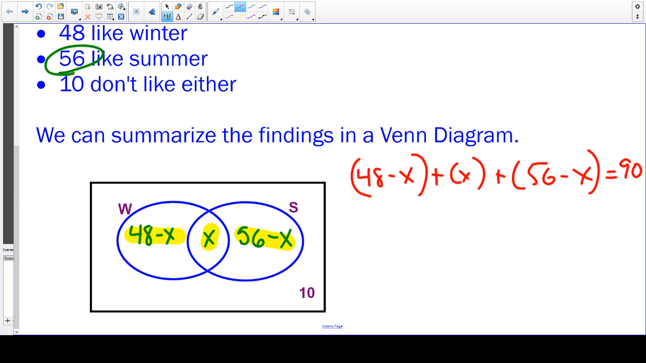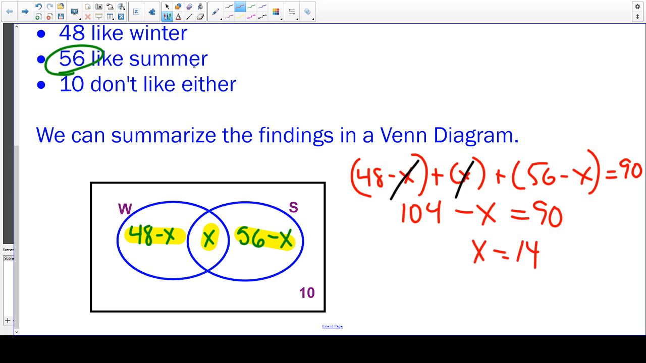So, now, what do we get? 48 plus 56? Well, that's 104. Minus X plus X, well, they cross each other out, don't they? And we're just left with minus X. So now what we have to ask ourselves is, 104 minus what is equal to 90? My brain just crashed. The answer is 14. So X is 14.